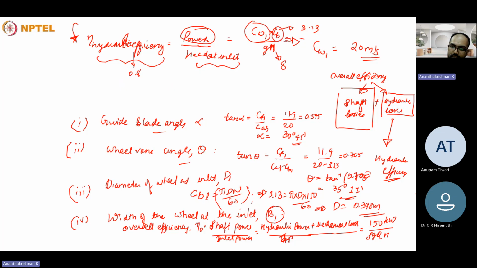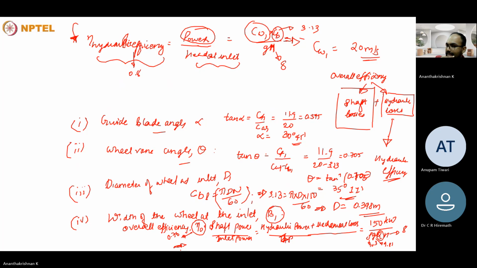So rho is just 10,000, it's water. So they just cancel out each other. The only unknown, this H is 8, rho is 10, Q, G is 9.81. Only unknown is Q. So this eta overall is given in the problem as 0.76.